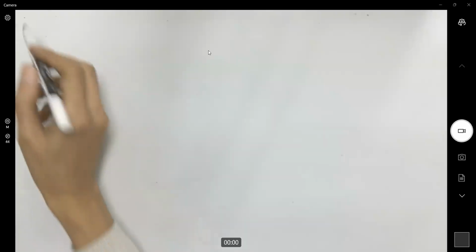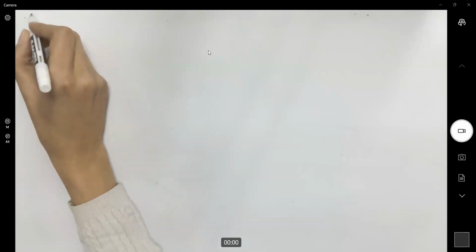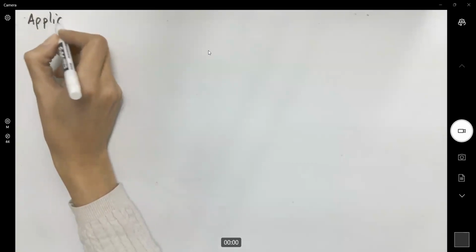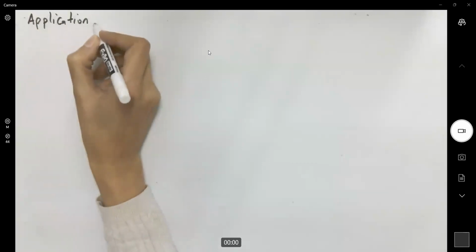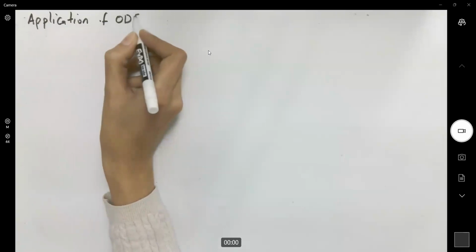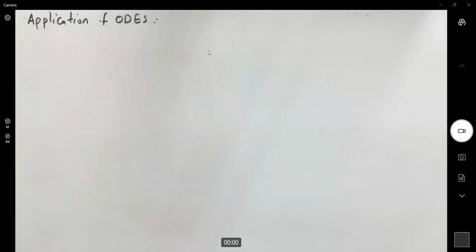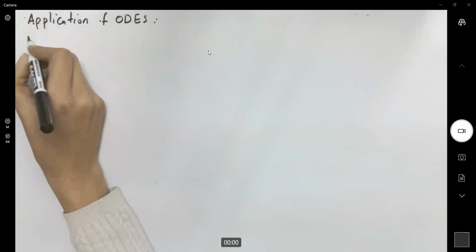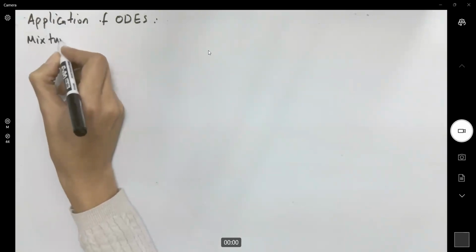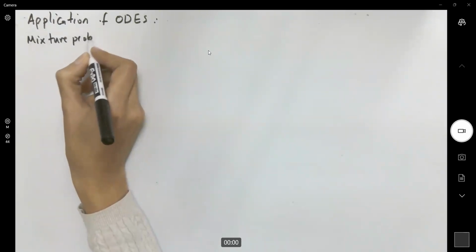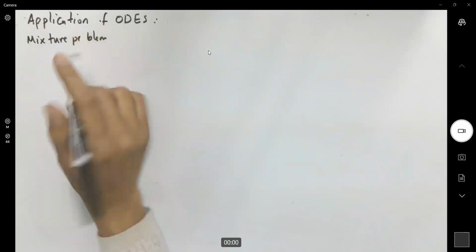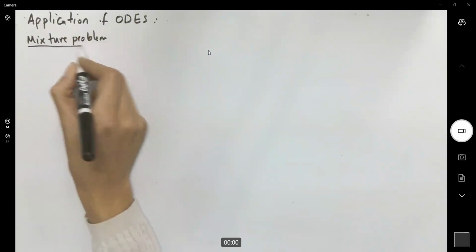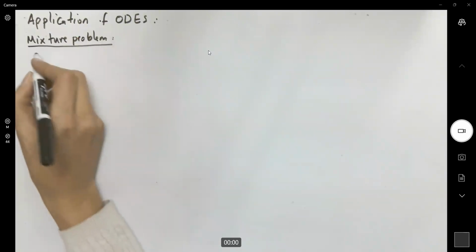Let us continue talking about the applications of ODEs. We're going to talk about a mixture problem. Let's take a look at the following example.